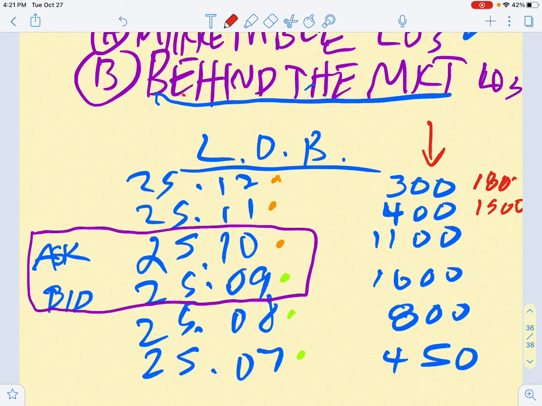So just keep that in mind. Sometimes we look at cumulative, but it's probably best right now just to focus on the size at each specific price. But that's just an example of cumulative interest. Okay, but don't get too bogged down in that. So this is our limit order book.